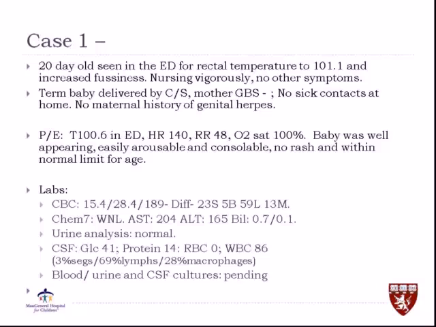Blood, urine, and CSF cultures were pending at the time. But as you can see, the CSF formula was a bit abnormal. A normal glucose, normal protein for age, an RBC count that is a total 0, but some white cell count there, 86, and most of them were lymphocytes. So 69% lymphocytes and 28% macrophages, just a few sprinkled segs in there.